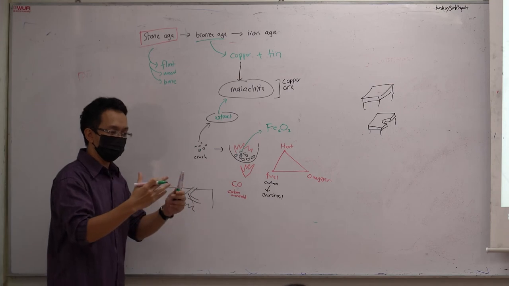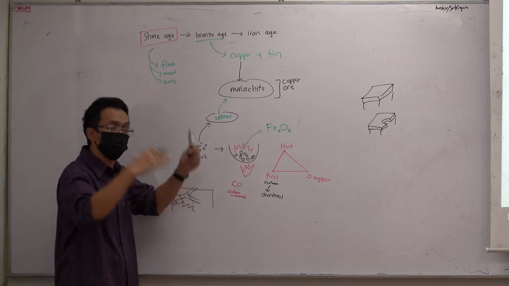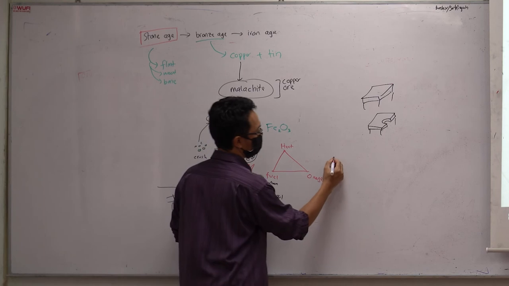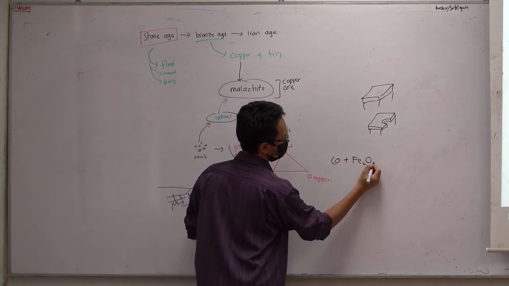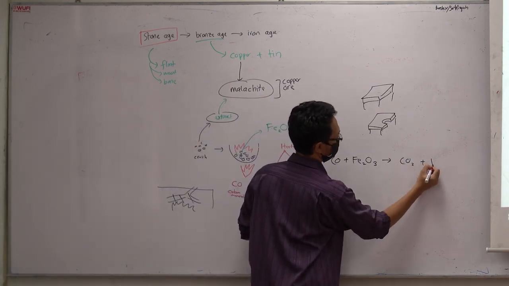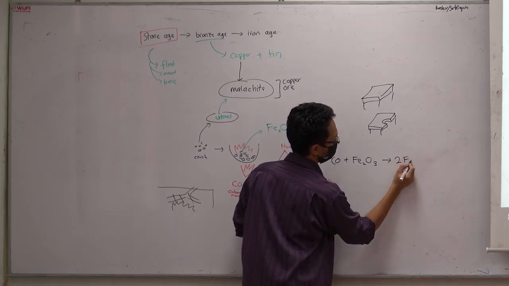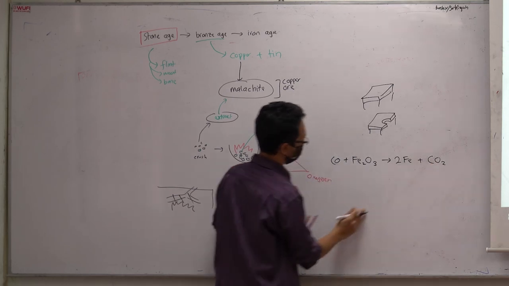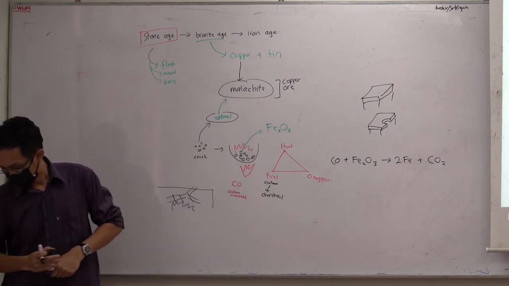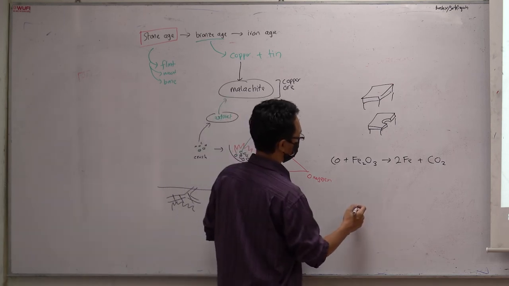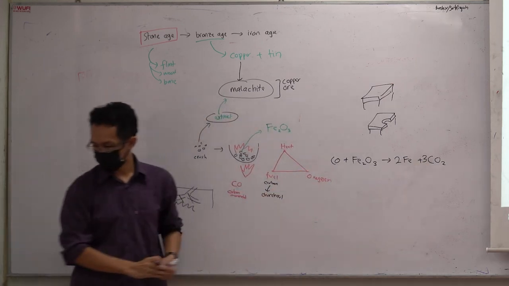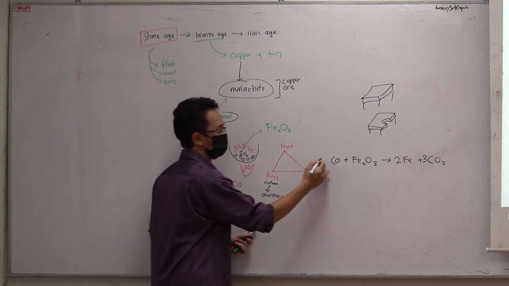Because the metal doesn't exist on its own, it readily absorbs the surrounding air. So what will happen? CO plus Fe2O3, you get what? You get CO2 plus 2 Fe. Balancing it: Fe2O3 plus 3 CO gives 2 Fe plus 3 CO2. So you balance the equation.